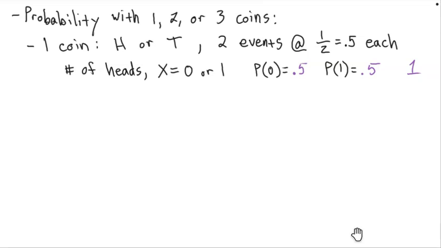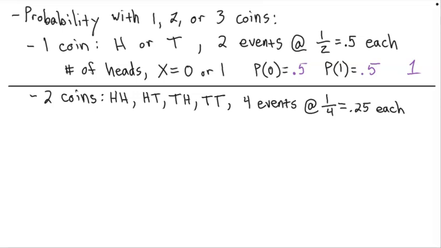Now let's see what happens with 2 coins. All right, when we did 2 coins, we said that there were 4 possible events. First coin heads, second coin heads. First coin heads, second coin tails. First coin tails, second coin heads, or both coins tails. That's 4 separate events. So each event is going to be 1 out of 4, which is 0.25. And therefore, heads heads is 0.25, heads tails is 0.25, tails heads is 0.25, and tails tails is 0.25.